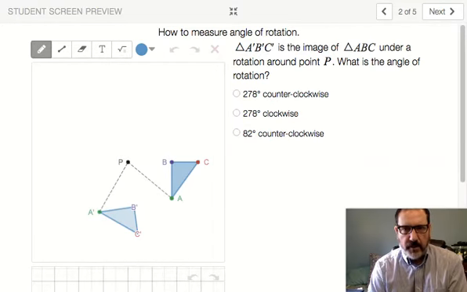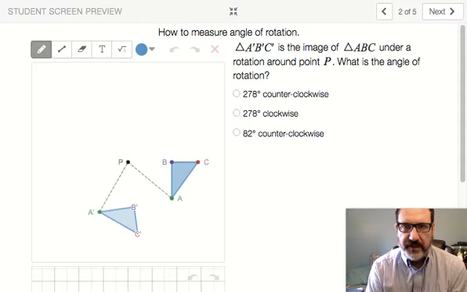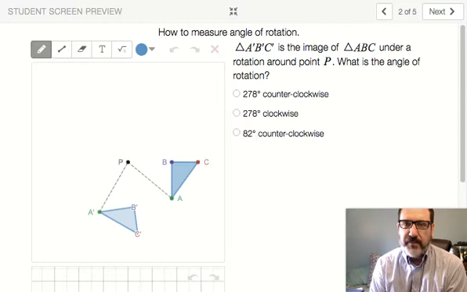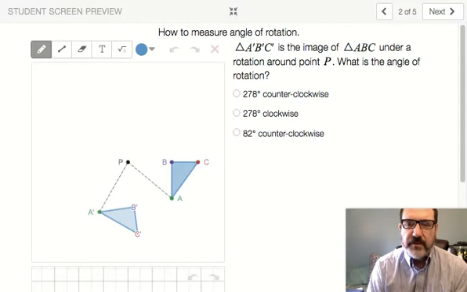So how are we going to measure the angle of rotation here? Let me read the problem. It says triangle A prime, B prime, C prime is the image of triangle ABC under a rotation around point P. What is the angle of rotation?